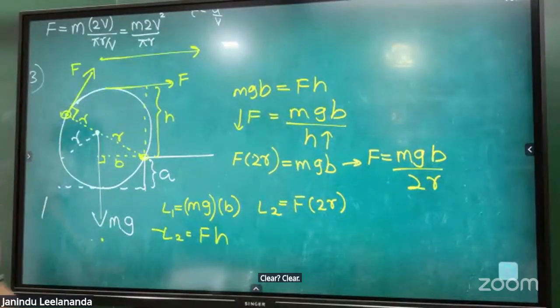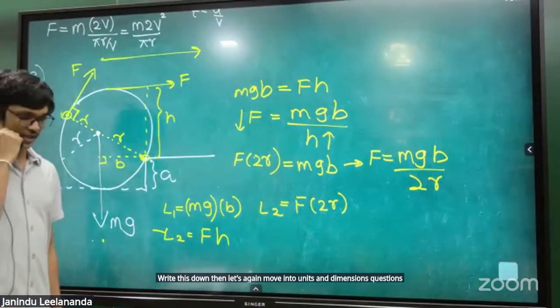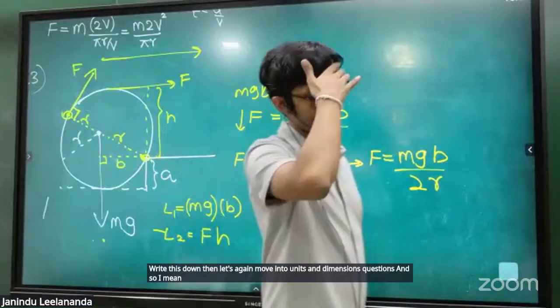Write this down. Then let's again move into units and dimensions questions.